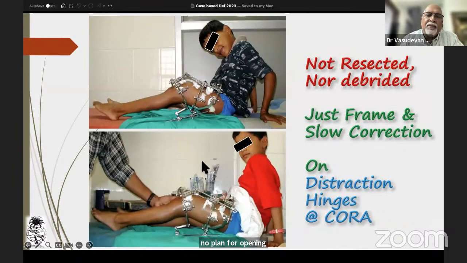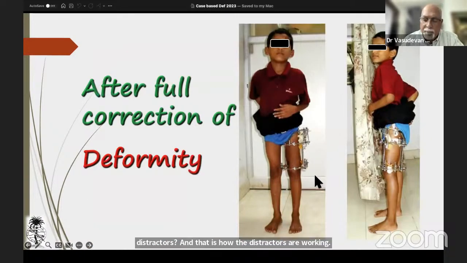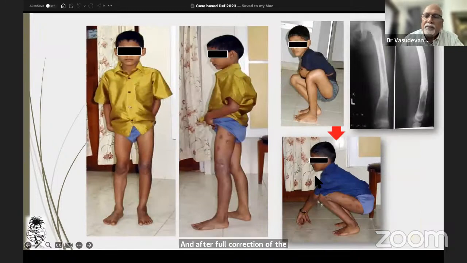I put a frame like this. This is a distractor because it is touching almost each other. You have to modify putting distractors, and that is how the distractors are working. And after full correction of the deformity, this is his function, before and after. He can squat, and all the sclerotic bone has completely disappeared.